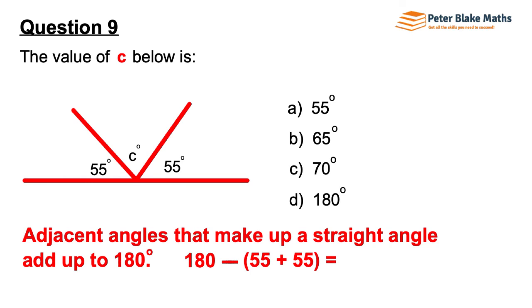We could take 180 degrees and subtract from that the total of the two other angles, 55 and 55. You could alternately do 180 minus 55 minus another 55. Works out to be the same thing. So that leaves us with what the value of c is, which is 70 degrees. So that's option C there, 70 degrees.